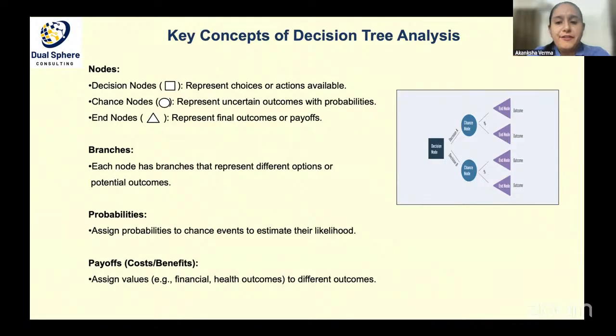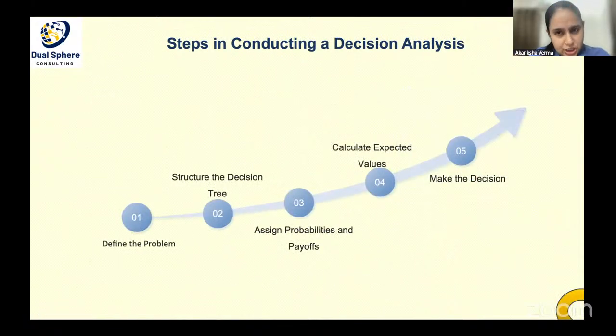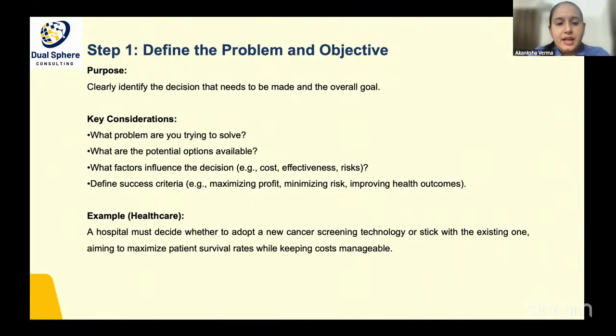Okay, so you have different branches. You assign probabilities and you assign payoffs. These are three main things. In conducting a decision analysis, you define your problem, structure your model, assign payoffs, conduct your expected values, and then make a decision. I won't go again into the same thing. Defining the problem: you want to know what you want to solve and define the success criteria. Basically, you define your comparators, your success criteria, your outputs which you want to include, all these things.